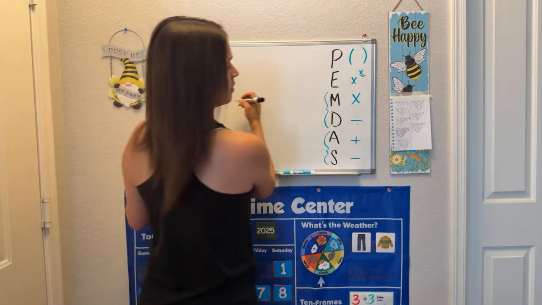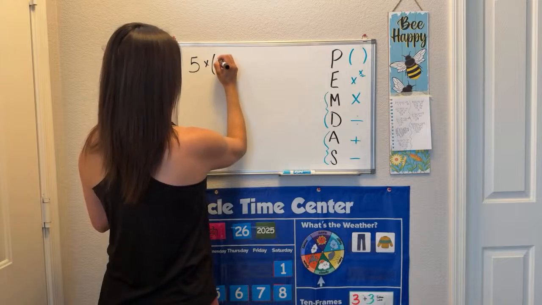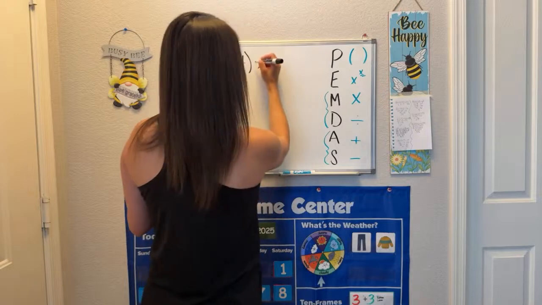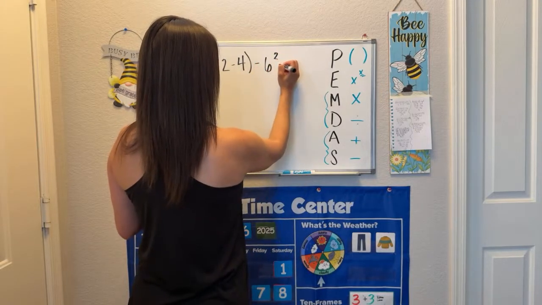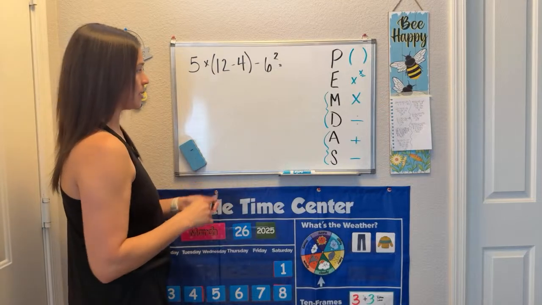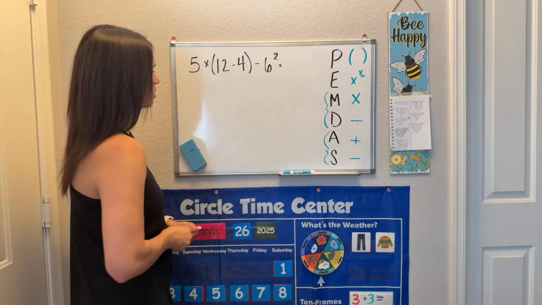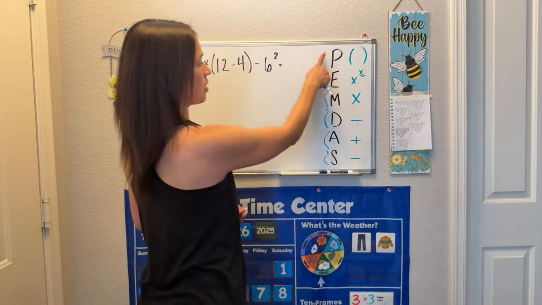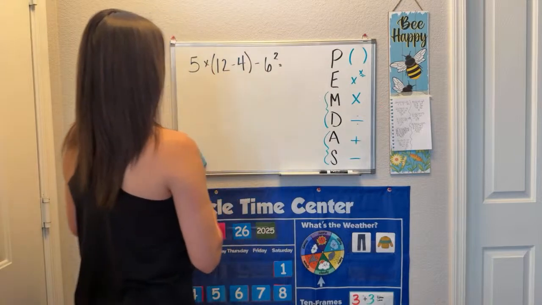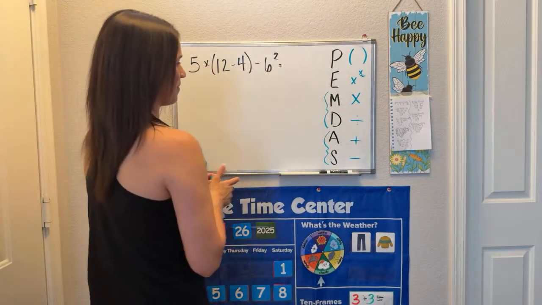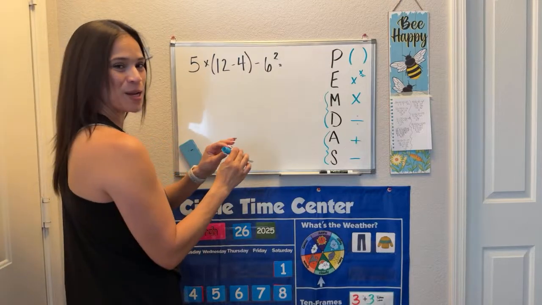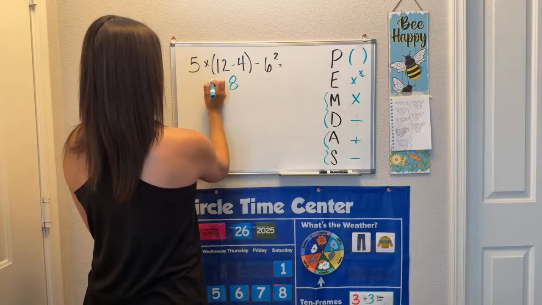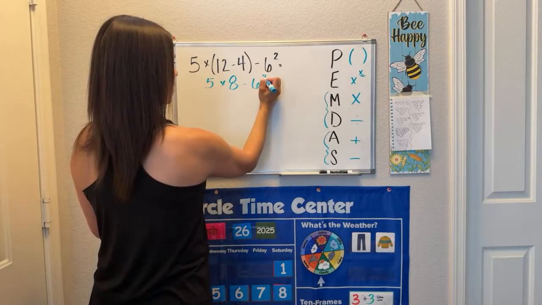5 times 12 minus 4 minus 6 squared gives us what? So we have an exponent in here, we have multiplication in here, we have addition and subtraction in here, and we have parentheses. We kind of have a little bit of everything. But we are going to start with our parentheses. So in our parentheses is going to be our 12 minus 4, which will give us 8. And then we can drop everything down. So 5 and the 6 squared.